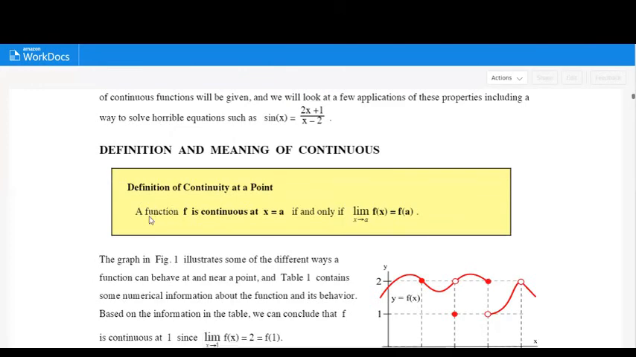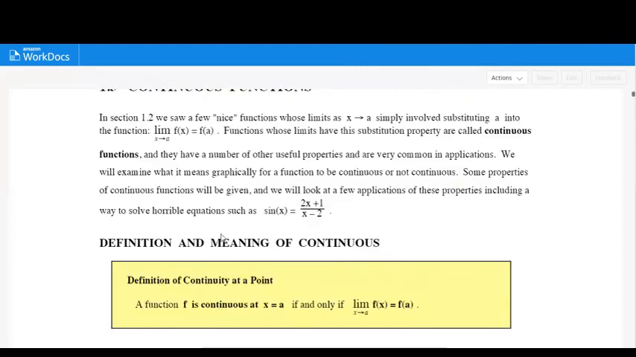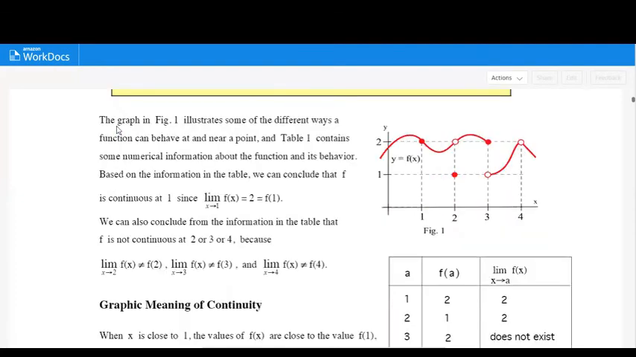So a function f is continuous at x equals a if and only if the limit of f of x as x approaches a is equal to f of a. So ito yung kanina dito. Okay? So here, the graph in figure 1 illustrates some of the different ways a function can behave at and near a point. Ito dito. Okay? So may mga ganitong functions na ganito yung graph nila. And table 1 naman contains some numerical information about the function and its behavior.